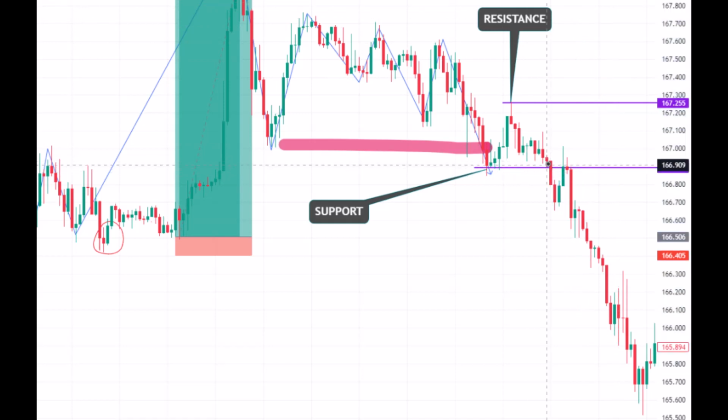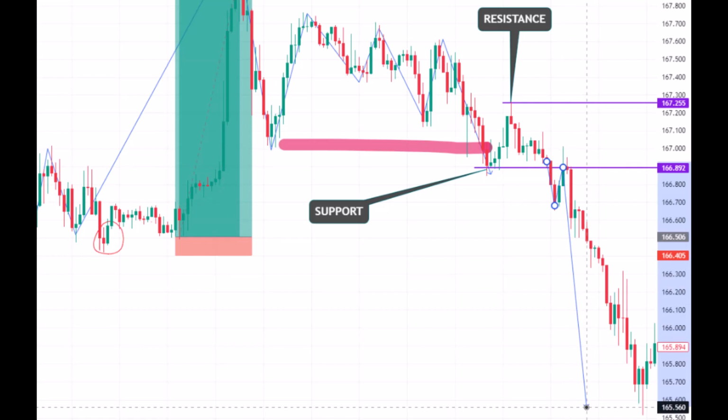At our level of support, price broke through with an impulsive move away from our level of support. You see, it broke through. Upon coming back for the retest, it then moved to the downside with huge momentum and volatility. How could you have taken this trade? Based upon our three confirmations, which I highlighted earlier on.